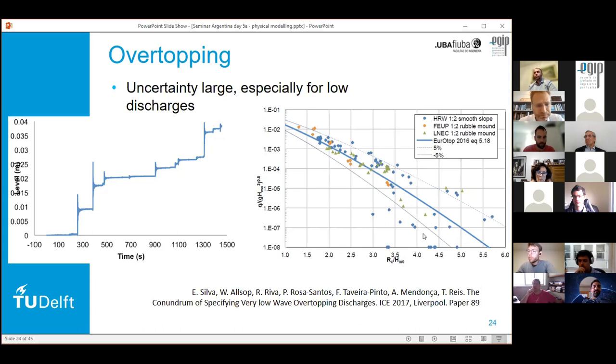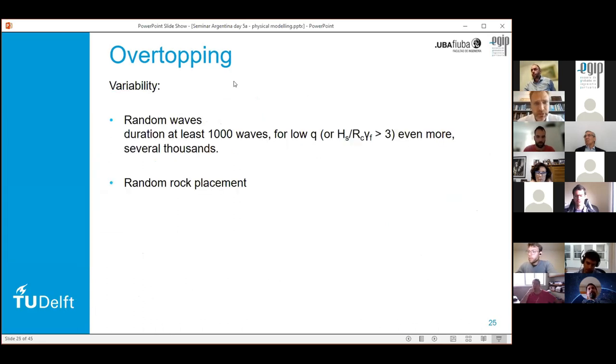And otherwise, you just need to accept that you have this very large uncertainty of a factor 100. Really look critically at these 1,000 waves, because there are cases that you do not need them and there are cases that you need 10 times more. And of course, that is the wave uncertainty, but also for overtopping.